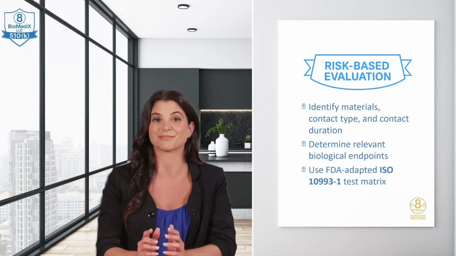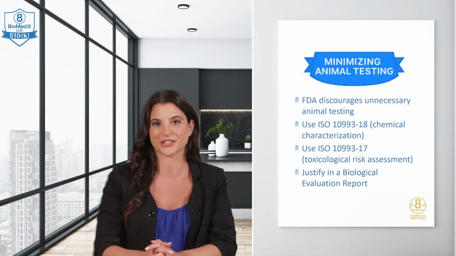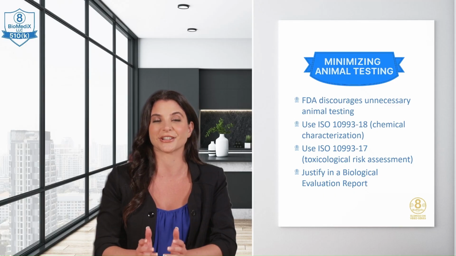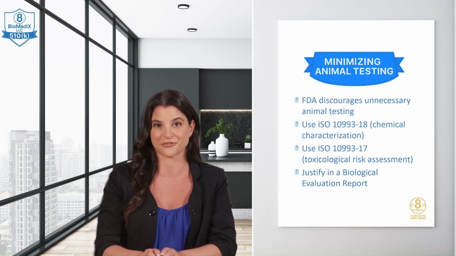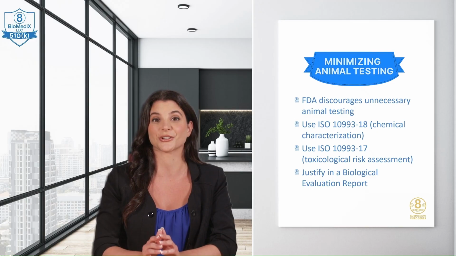Then, determine which biological endpoints apply, like cytotoxicity, sensitization, or systemic toxicity, using the FDA-adapted test matrix as your guide. Minimizing animal testing. It's important to remember, the FDA doesn't want unnecessary animal testing. Whenever possible, replace in vivo tests with chemical characterization and toxicological risk assessment. This means testing within the frameworks of ISO 10993-18 for characterization and ISO 10993-17 for toxicology. These can often reduce or even eliminate the need for in vivo testing, provided you offer proper justification. This justification must be thoroughly documented in a biological evaluation report.